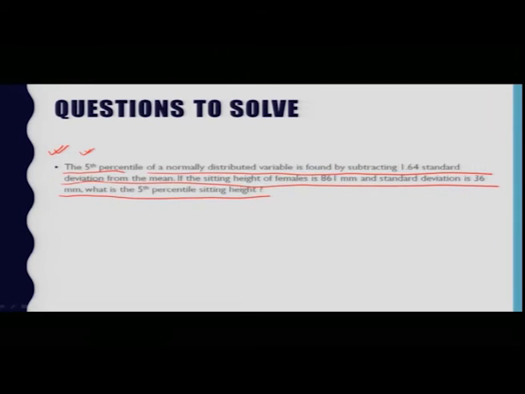So, the 5th percentile of a normally distributed variable is found by subtracting 1.64 standard deviations from the mean. If the sitting height of the females is 861 mm and the standard deviation is 36 mm, what is the 5th percentile sitting height? So, I am giving that question to you, you just solve it and practice it.